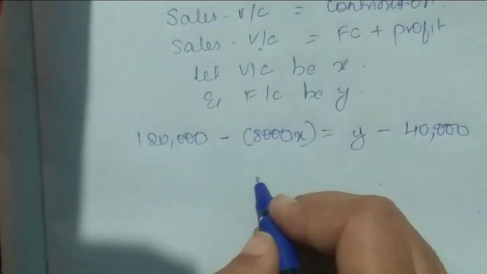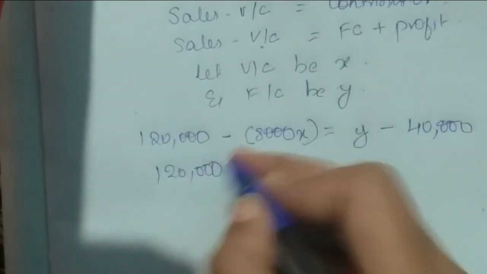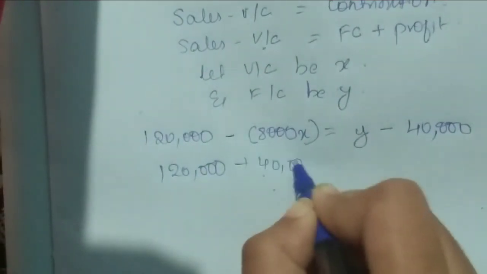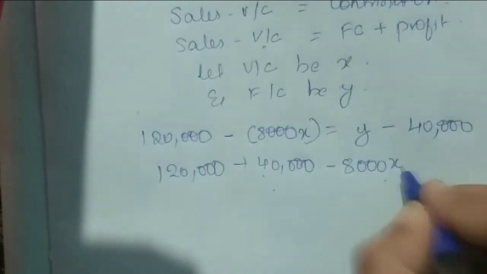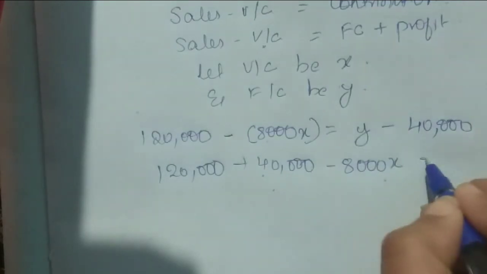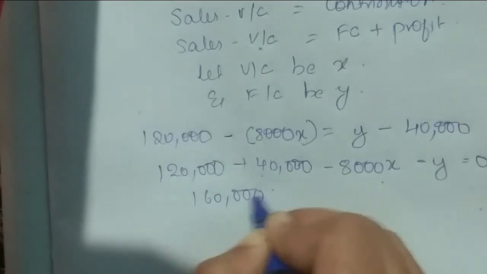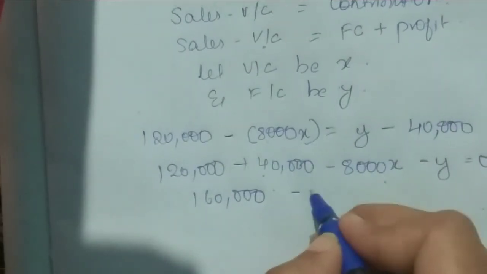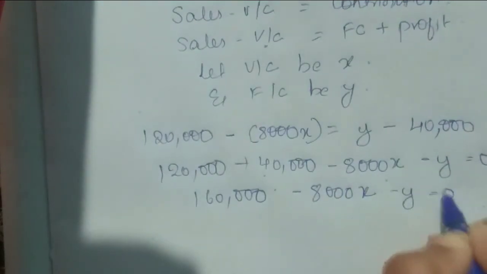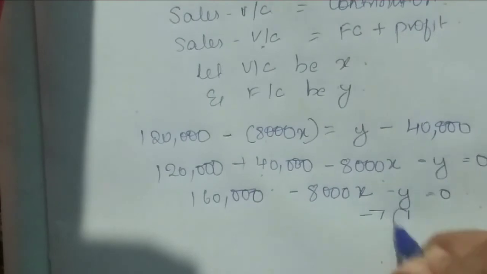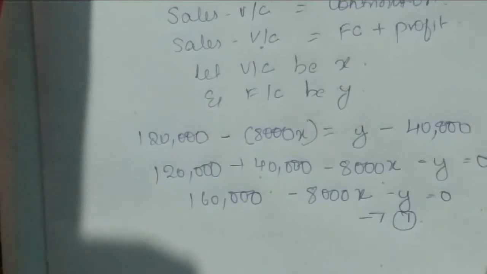So 40,000 is loss. So basically 1,20,000 minus 40,000 comes here, plus 40,000 minus 8,000x minus y is equal to 0. So 1,60,000 minus 8,000x minus y is equal to 0. So this will be our equation number 1, and we have made another sale, so that equation also we will do.